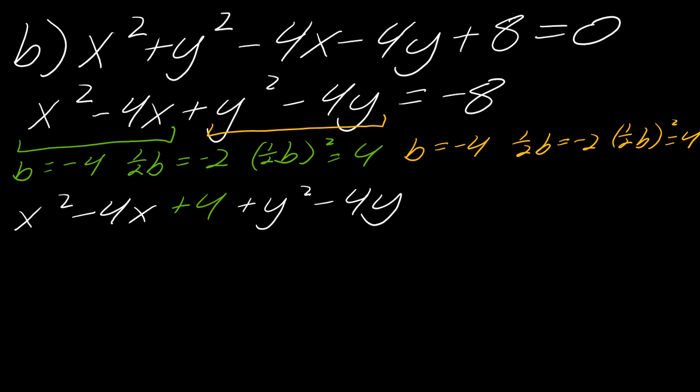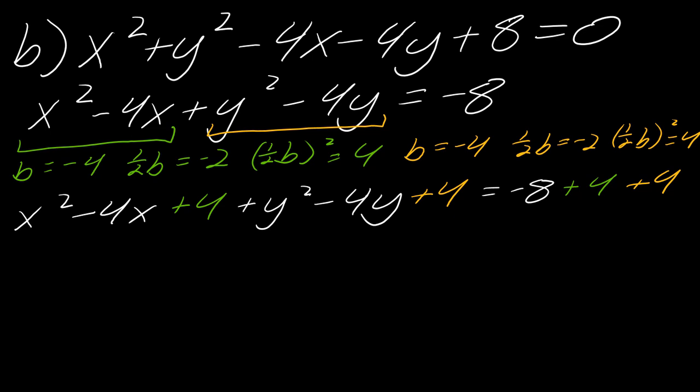And I will add the other 4 here. And then on the other side, I just want to keep everything balanced, so I'm going to add 4 and 4. Again, I color code them just so that you remember this 1/2 b squared and this 1/2 b squared. I like to color code it so you can follow where all the information is coming from.